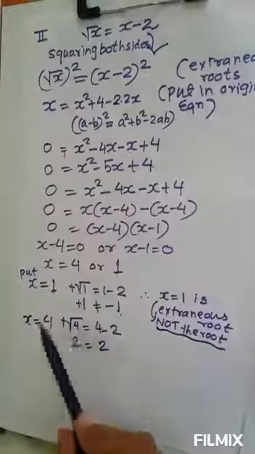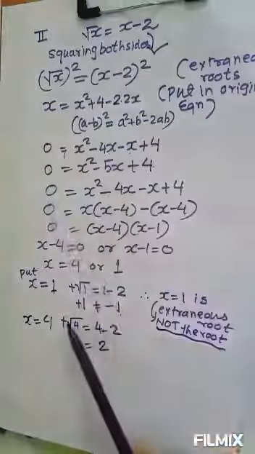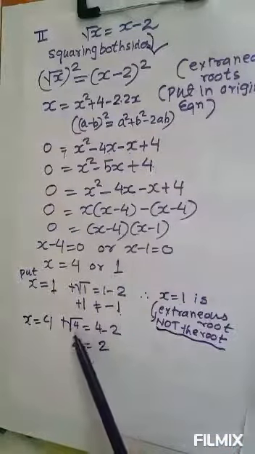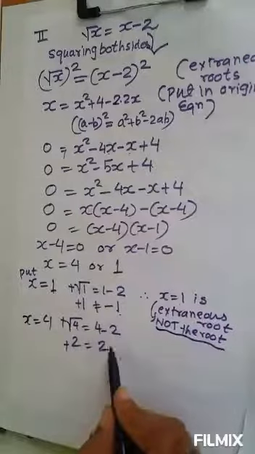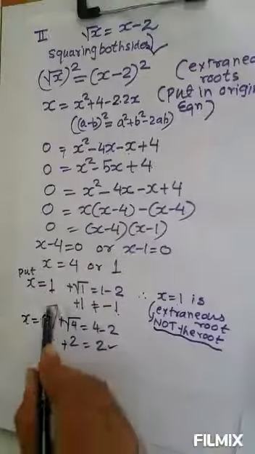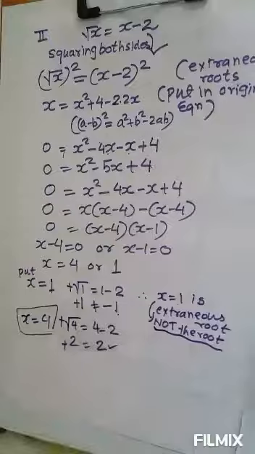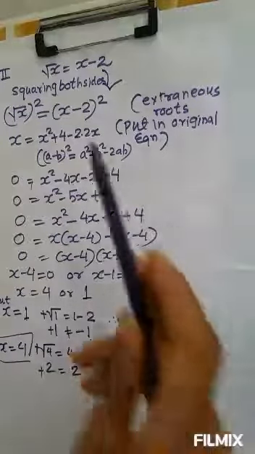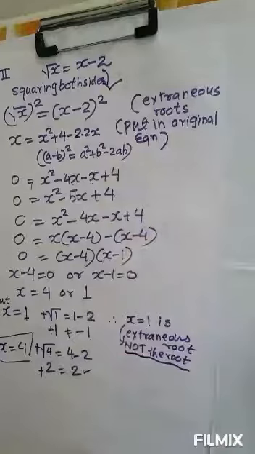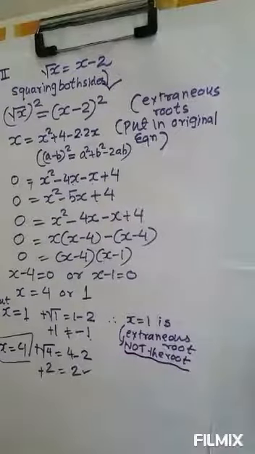So if you substitute in the original equation, root x plus root 4, that is 2, and the right-hand side 4 minus 2 is also 2. Therefore x equals 4 is a root, it's a solution. Now why do I say that when we square both sides we have to be careful, and whatever answer we get we have to put in the original equation? It is because of this.